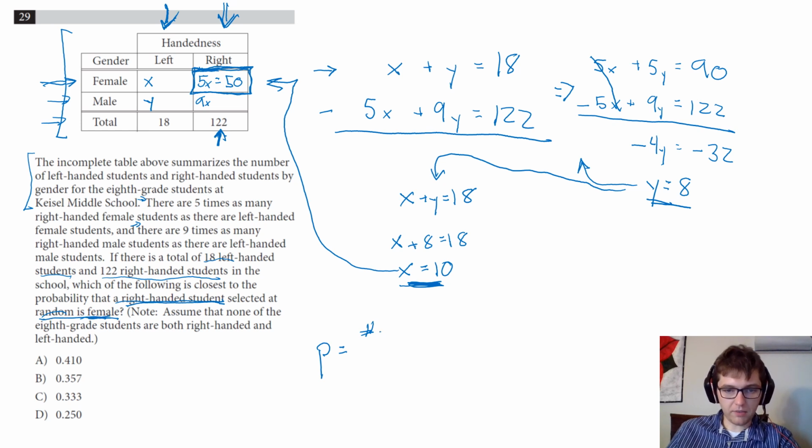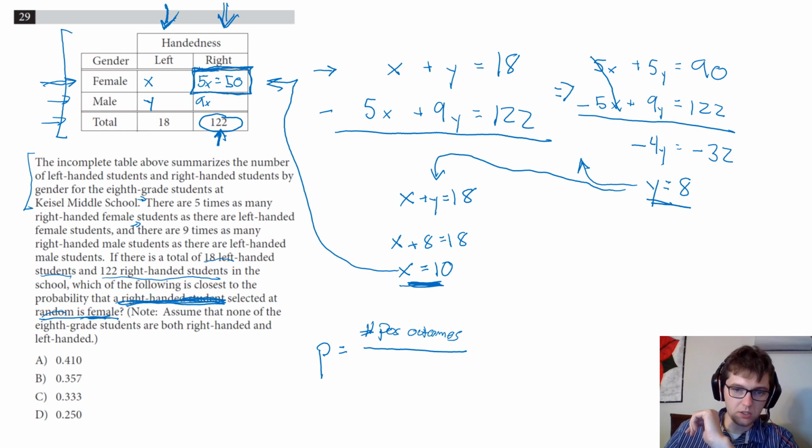So number of positive outcomes, or events, I think I called them events in an earlier problem, over the total number of all possible outcomes, whether they're positive or not. And we're selecting from only right-handed students, so a right-handed student selected at random, so only of this 122 number of all possible.